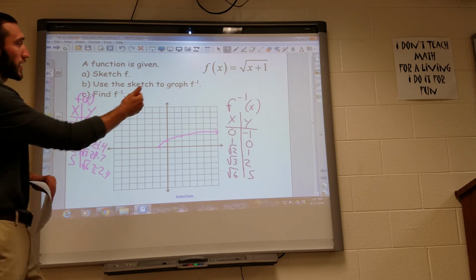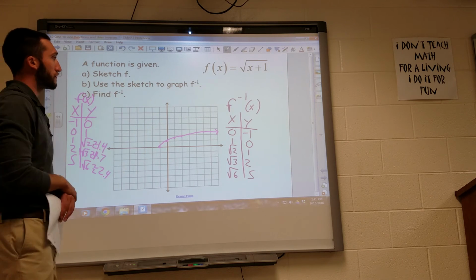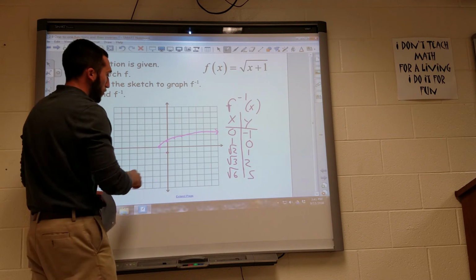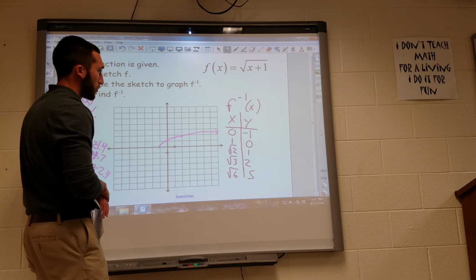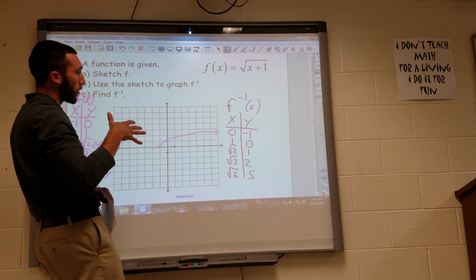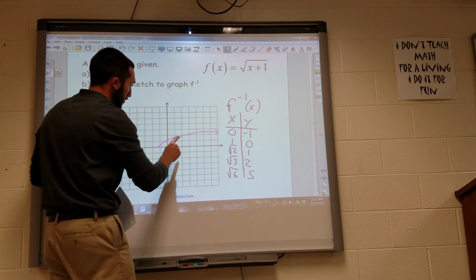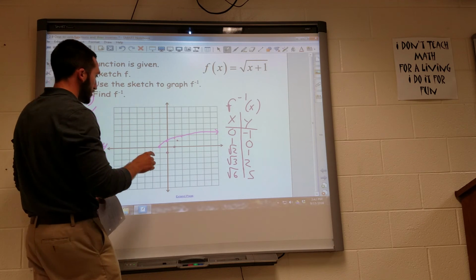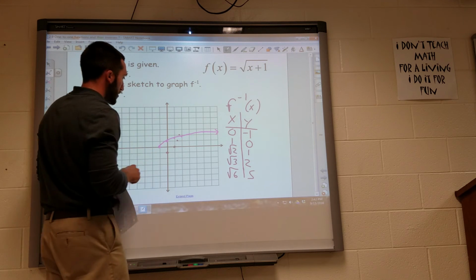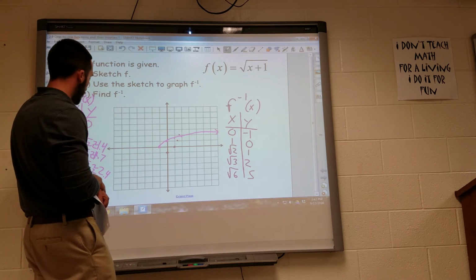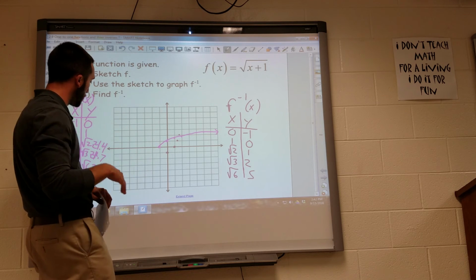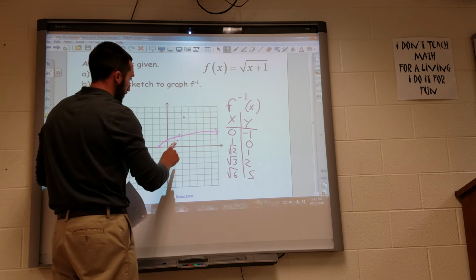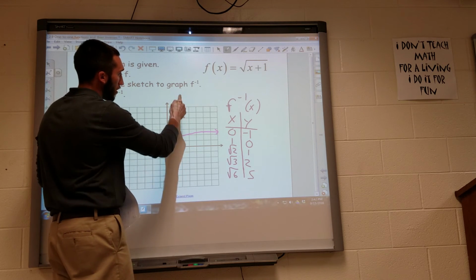So let's go ahead and graph f inverse. They want us to sketch f inverse as well. So that means I'm at the point 0, negative 1. I'm at the point 1, 0. I'm at the point radical 2, which we said was about 1.4, so about 1.41. Then I'm at the point radical 3, which is about 1.72. And then I'm also at the point radical 6, which is about 2.4, so a little bit bigger than 2, all the way up to 5.